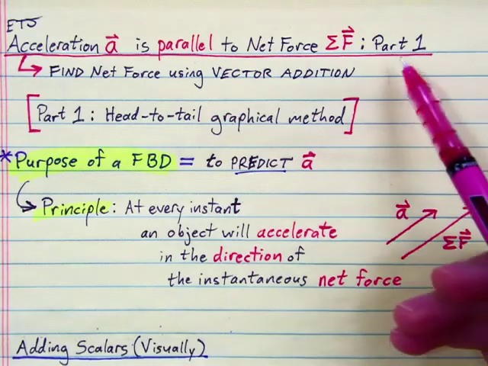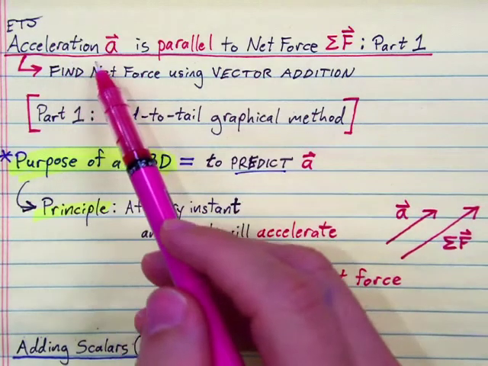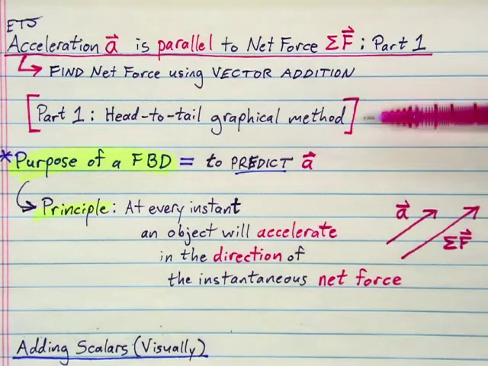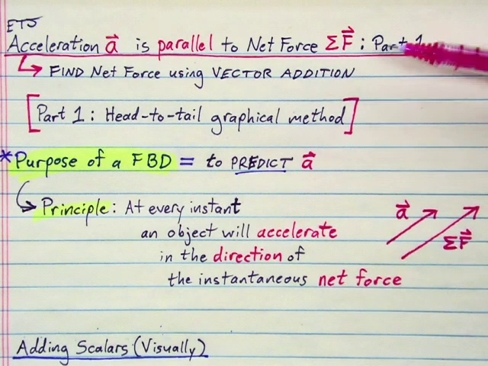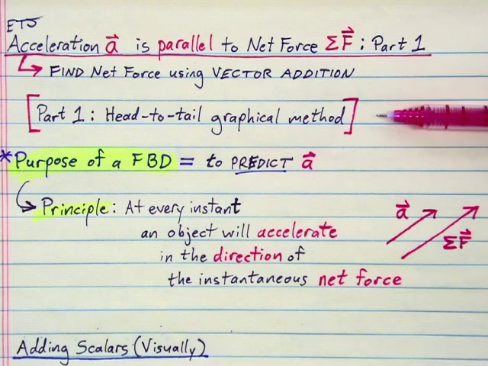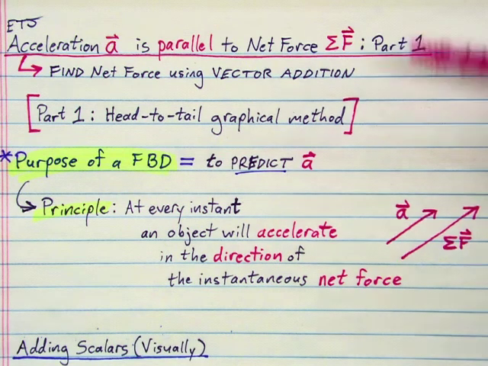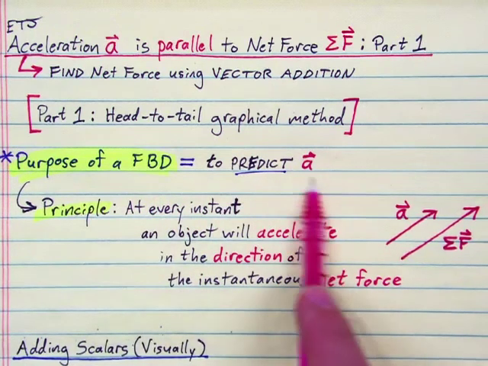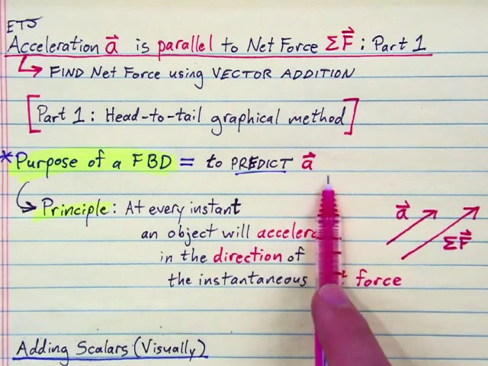This is part 1 of 3 on the idea that acceleration of an object is parallel to the net force acting on the object. In this part, I'm going to teach you the head-to-tail graphical method for adding vectors. What do we do with a free body diagram once we have one? We model interactions with an FBD for the following purpose: it is to predict the acceleration of the object. That's what an FBD is for.